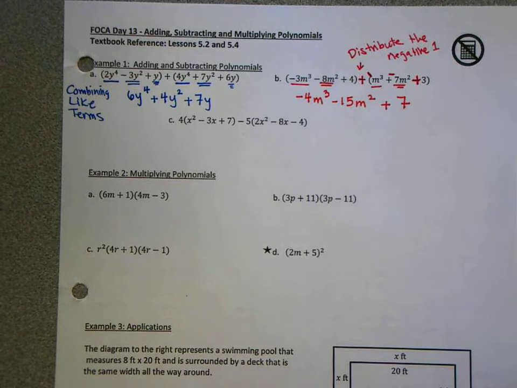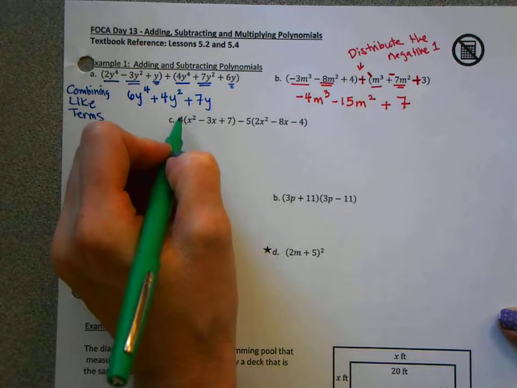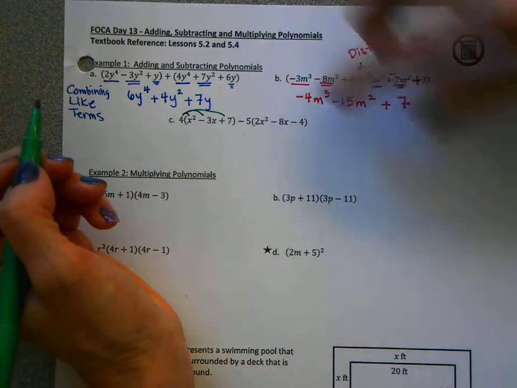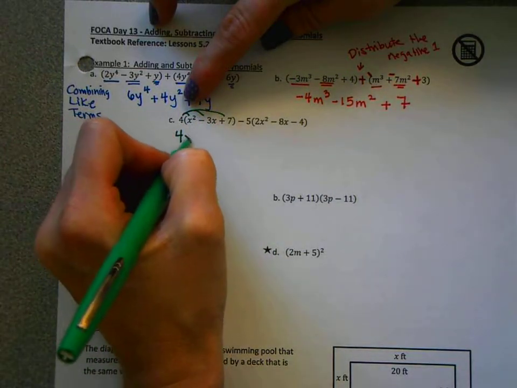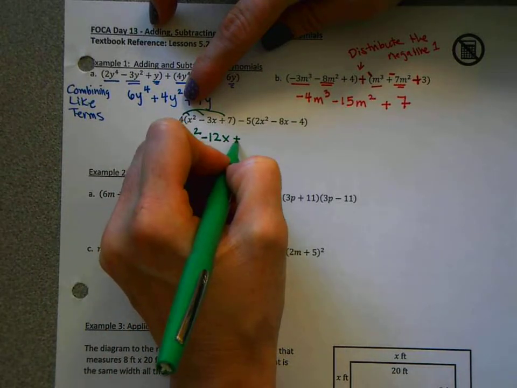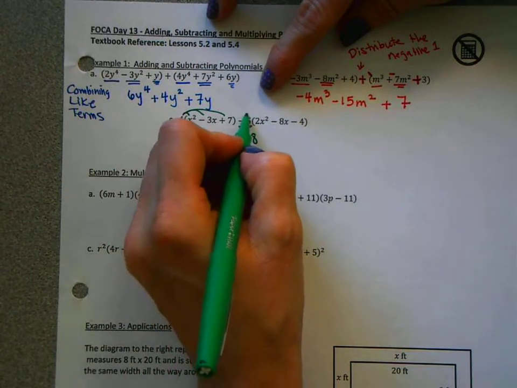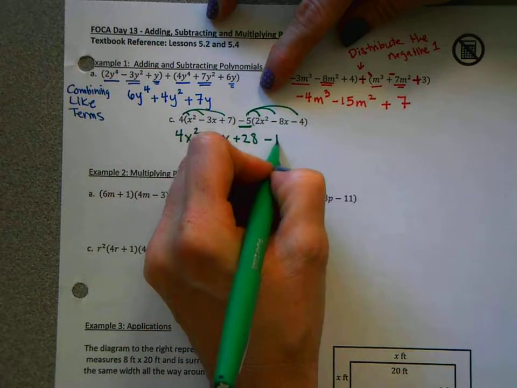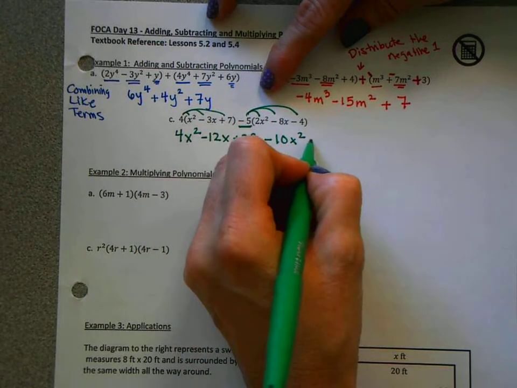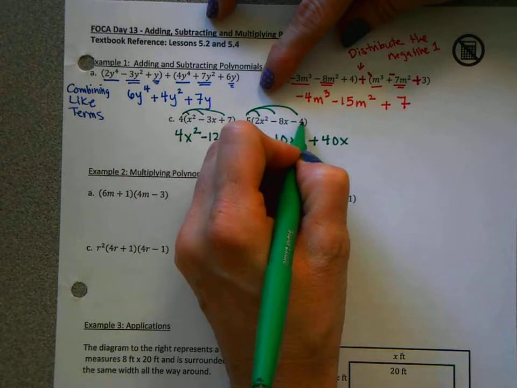Alright, this one is going to involve the distributive property and combining like terms. So on the front here, before I can start combining like terms, I want to distribute this 4 to all of the terms on the inside. So that's just multiplying everything by 4: 4x squared minus 12x plus 28. And now real careful with this, we're distributing a negative 5. So negative 5 times each one of these. So the first one is negative 10x squared, but the next one is a negative 5 times negative 8, which is positive 40x. And then finally negative 5 times negative 4, positive 20.